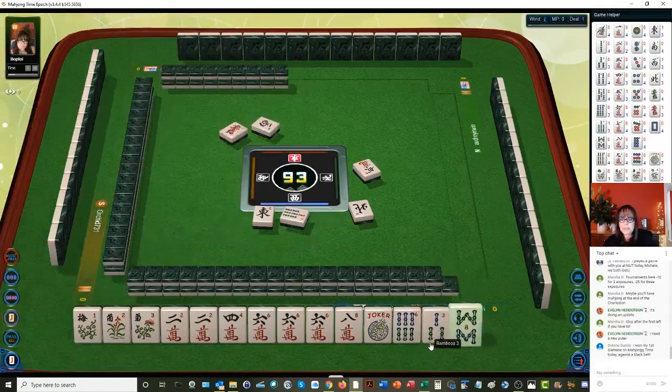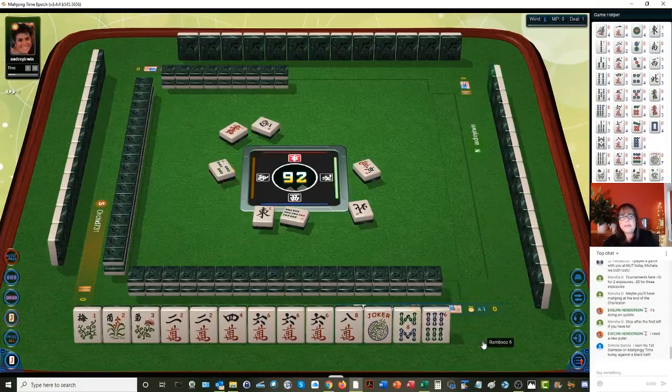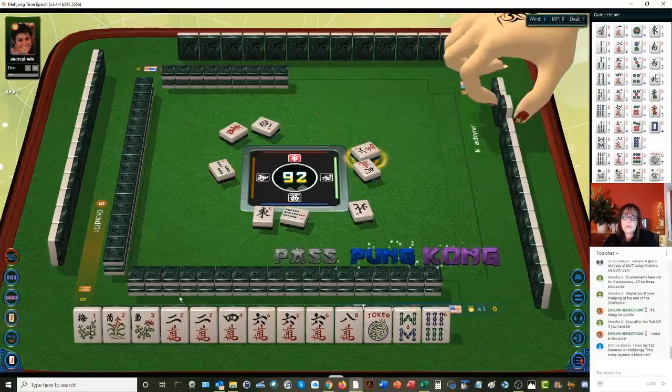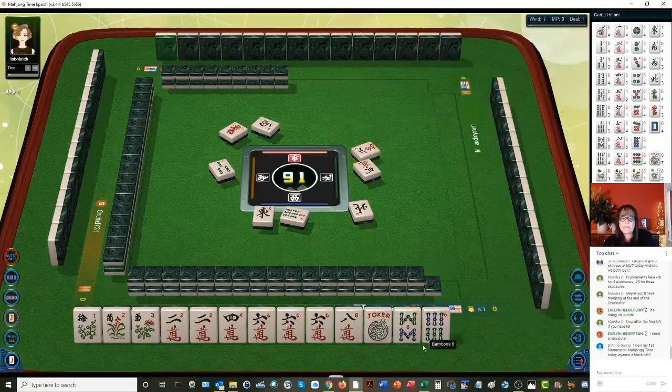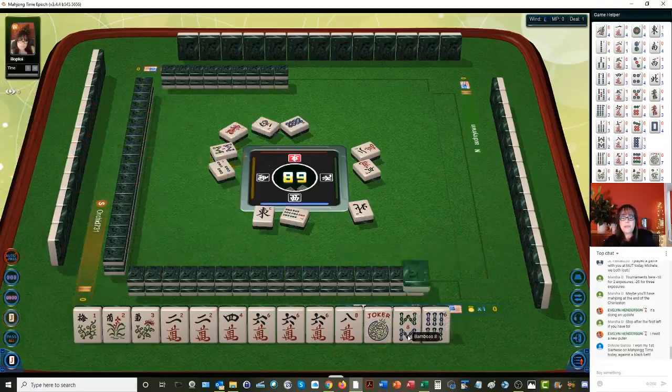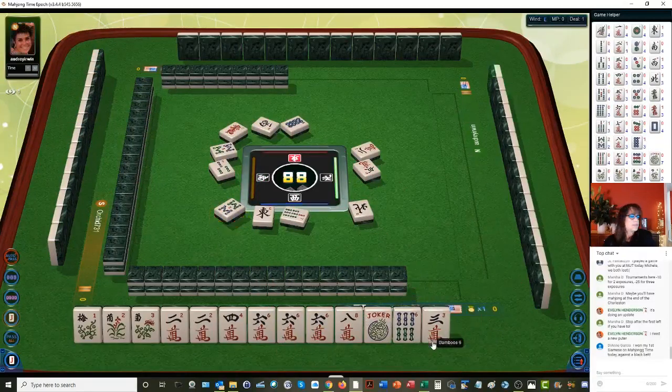West wind. An 8 bam. Really? 3 bamboos. Really? We get an 8 bam. 2 characters. I think the universe misheard me. We need an 8 crack. 8 crack. 8 dots. Not an 8 bam. Not an 8 dot. We need an 8 crack. And we need to pick it. 8 bamboos. Oh, no thank you. Oh, and we get a 3 crack. 8 bamboos.